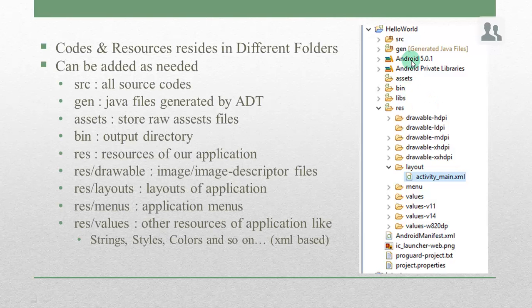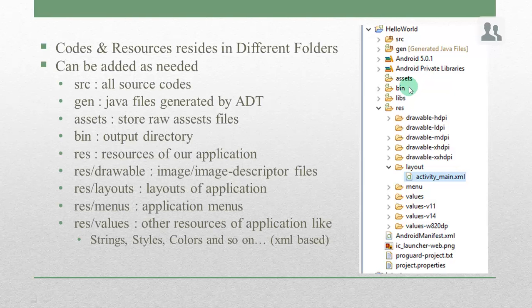Then there are two libraries, Android 5.0 and the Android private libraries, which contain the .jar libraries that you have integrated with your application. This is the version of Android which this application targets, Android 5.0.1, and it contains the private libraries for this version of Android. You can also add more libraries to this project to make the most of them. So these are the two things located over here.